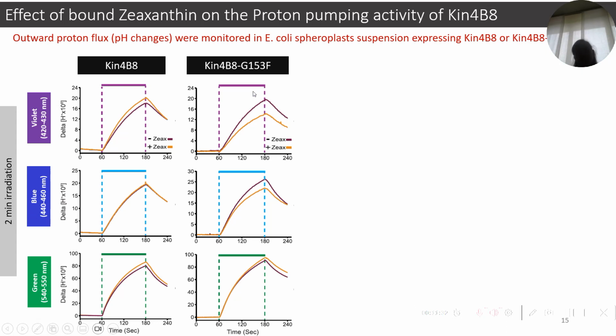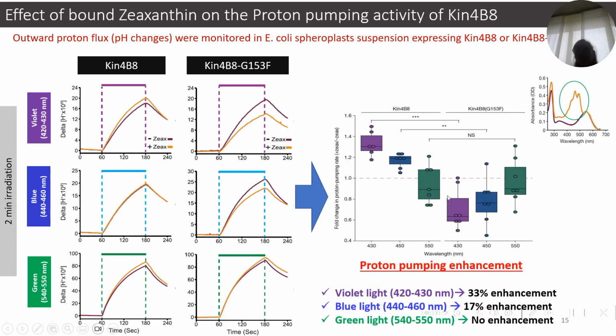And for control experiment, we also tested Kinneret 4B8, the glycine mutant system, because we already know that it doesn't bind zeaxanthin. So then we have estimated the ratio of the rate of proton pumping between Kinneret 4B8 and the glycine mutant. And this tells that we indeed have like 33% enhancement under violet light in the proton pumping activity. So zeaxanthin also improves the functionality of Kinneret 4B8 in terms of proton pumping.